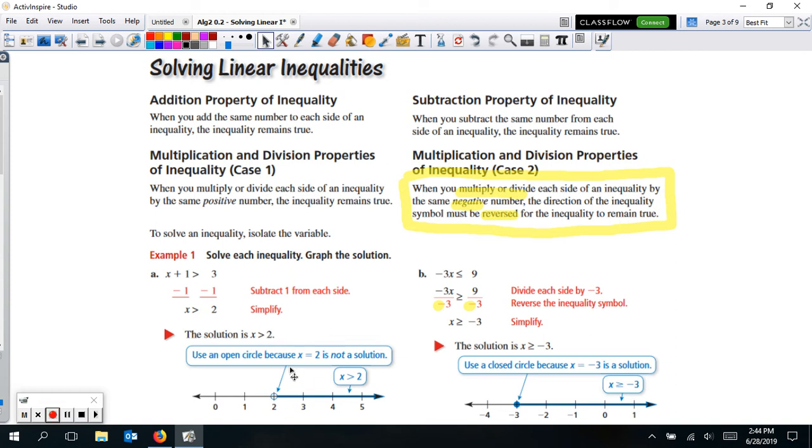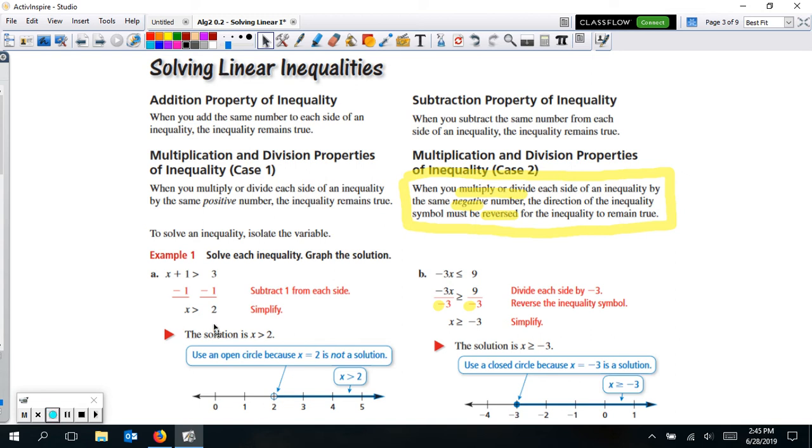The first thing we need to do is know what kind of hole, or circle, we're going to have at that 2. And it's going to be open because x equals 2 is not a solution. Notice this one, though, is closed. You're going to use a closed circle because in this case, x equals -3 is a solution, because notice it has a little line underneath the inequality sign. It says greater than or equal to. So it is equal to -3 on this one, so we put a closed hole.